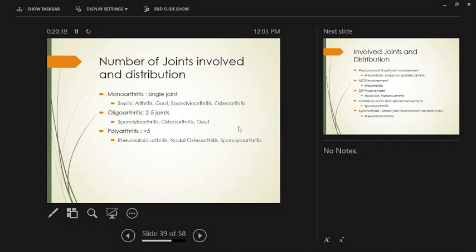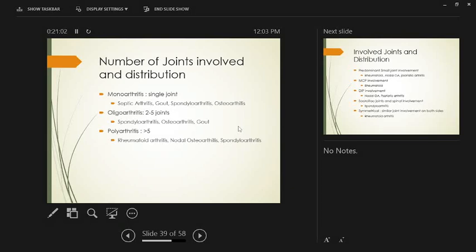So just to recap, monoarthritis is when a single joint is involved. We see that in septic arthritis, gout, even in spondyloarthritis and osteoarthritis. Oligoarthritis is when there is 2 to 5 joint involvement. We see it in spondyloarthritis, osteoarthritis, and gout. But it doesn't mean that rheumatoid arthritis can't present with oligoarthritis. It can, but it is predominantly a polyarthritis.